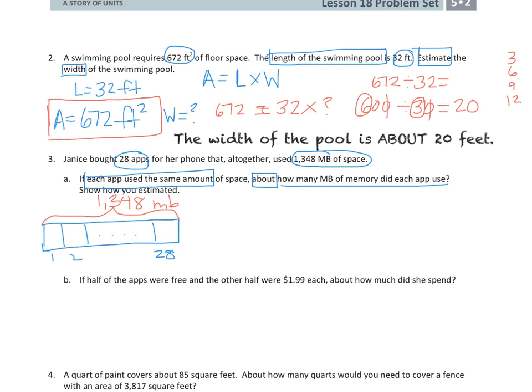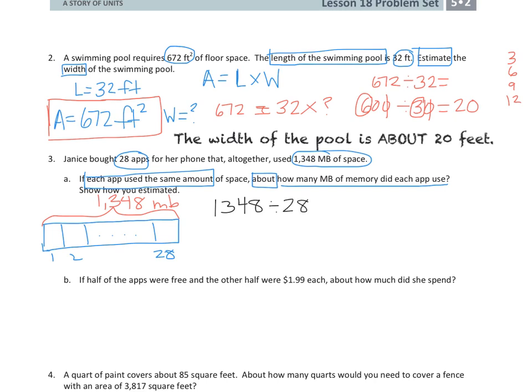So our job is to figure out what each app uses of megabyte. And they do say same amount. So all of these little boxes would be the same amount of space. So we're actually taking this 1,348 and dividing it evenly into 28 boxes. Remember, they don't want us to find the exact quotient or the exact answer. They want us to do some estimation.